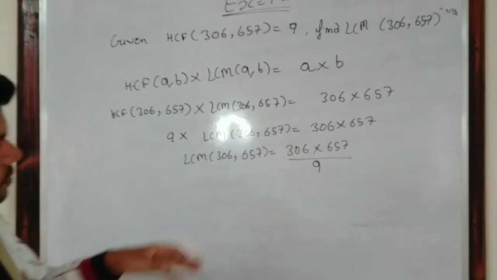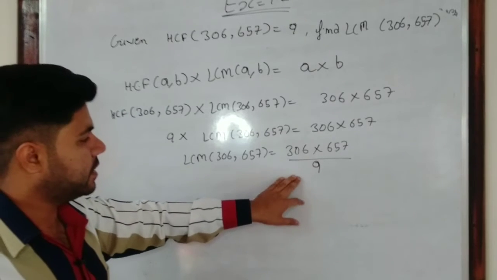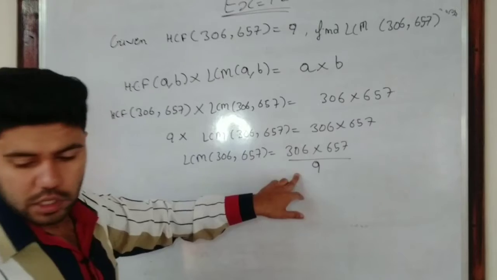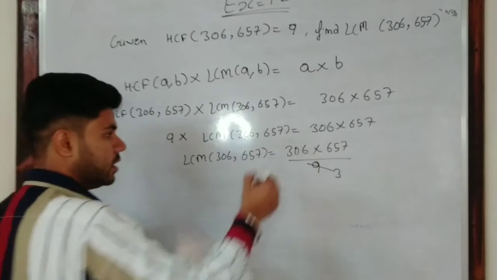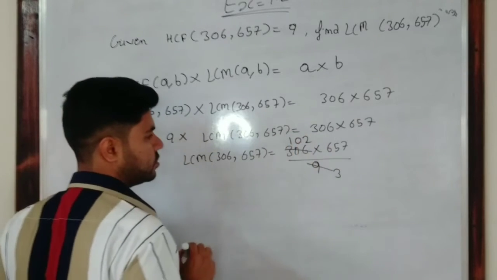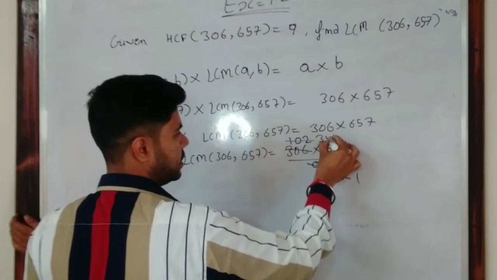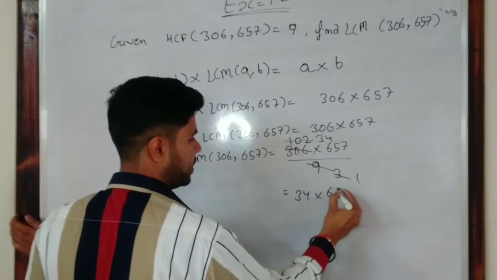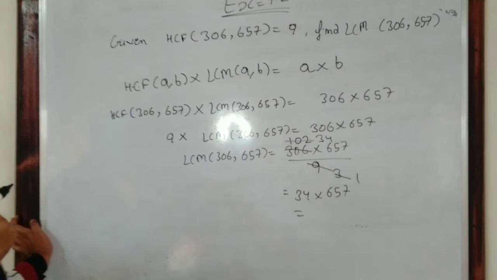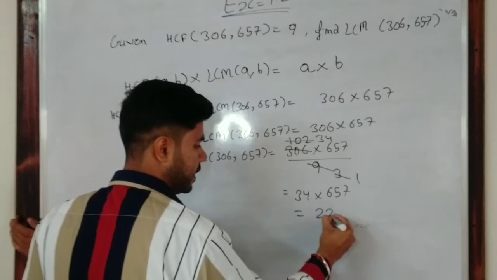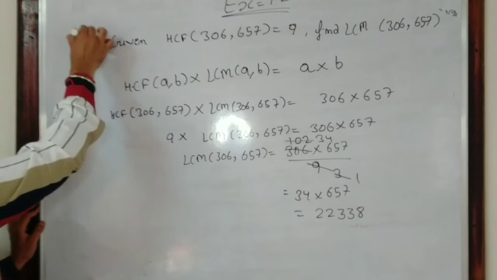Here we can do two things. First, we can multiply these two terms and then divide by 9. And second, we cancel it with the 306. So let's do the cancelling. Here 3 3s are 9, and 3 10s are 30, so 0 2, and again 3 1s are 3, 3 3s are 9, 3 and 4. That is 34 multiplied by 657. And if we multiply 657 by 34, we get the answer 22338. So here is the answer. It is the fourth question of this exercise.